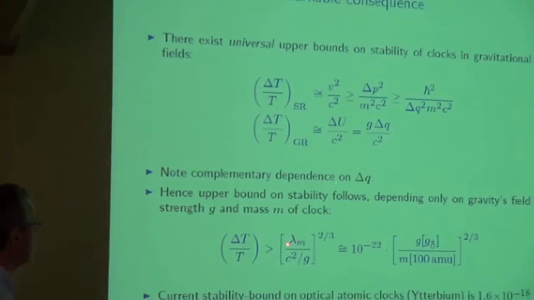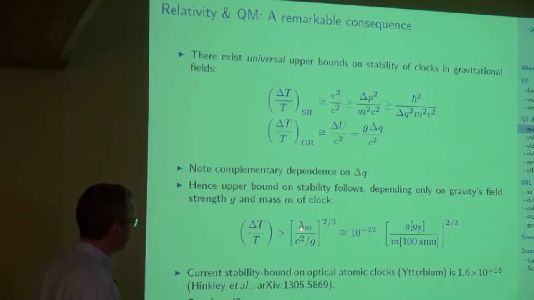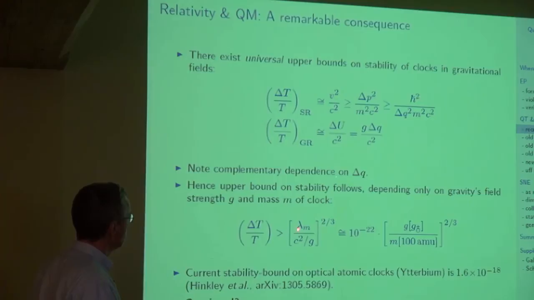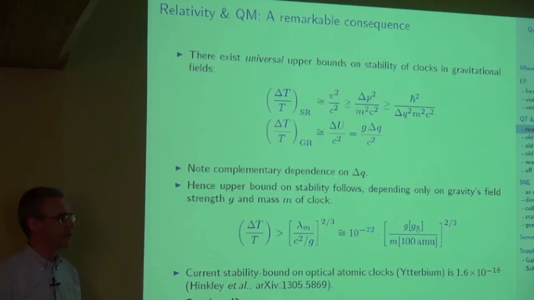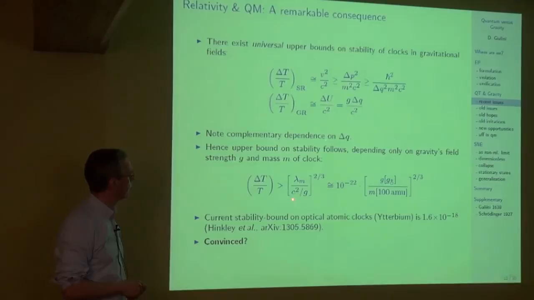And the minimum is this. It goes like the Compton wavelength of the system you're looking at. It must have a certain mass that goes in there. So it's the Compton wavelength of the mass divided by what's called the acceleration radius. c squared over an acceleration has the physical dimension of a radius. It's called the acceleration radius.